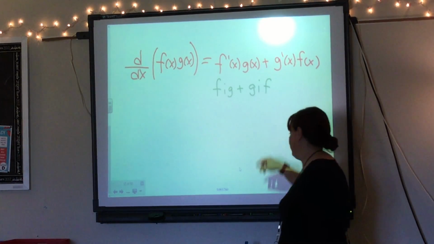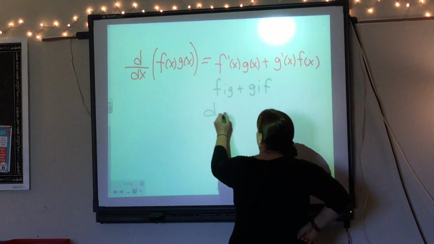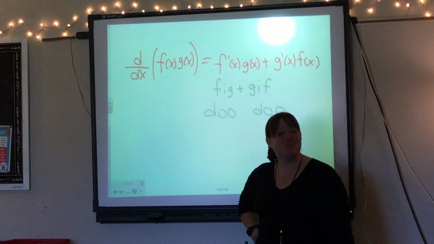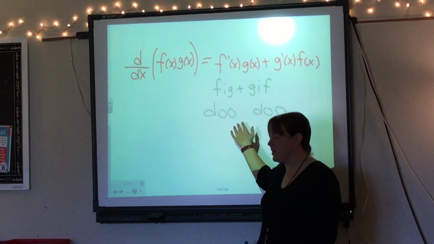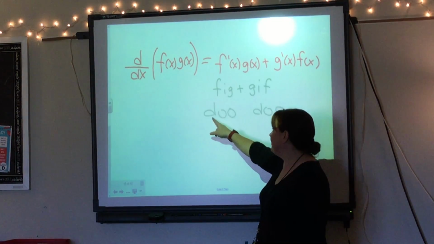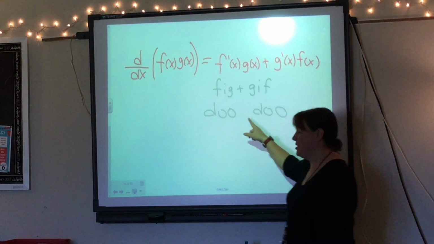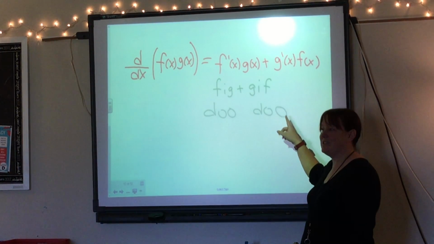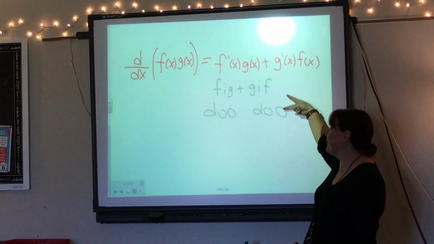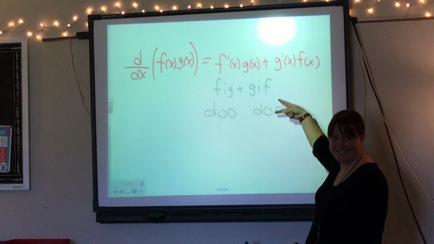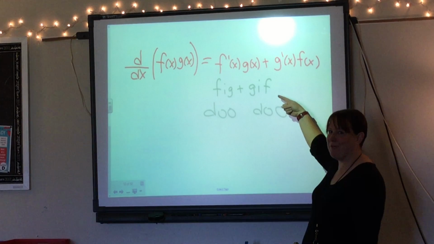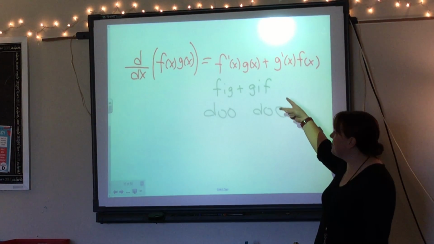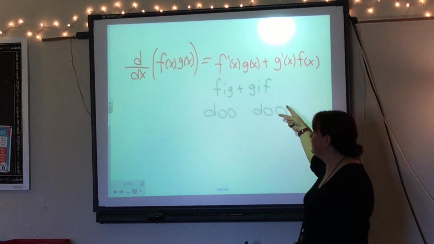So here's the other way you can remember it. The product rule is "d-o, d-o": the derivative of one times the other plus the derivative of one times the other. Big fig, big gif. It doesn't really matter which way you think of it. Fig plus gif is probably easier. But someday you might think the product rule is "do-do, I hate you."